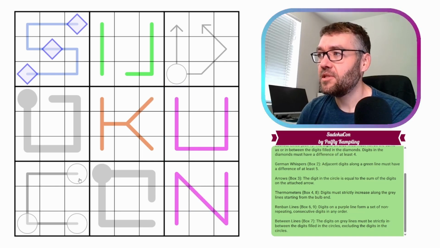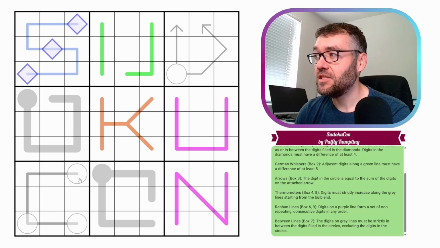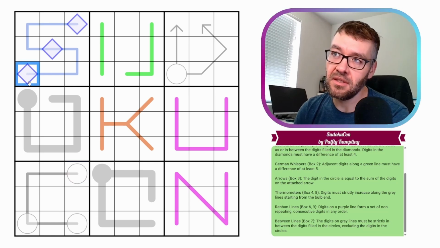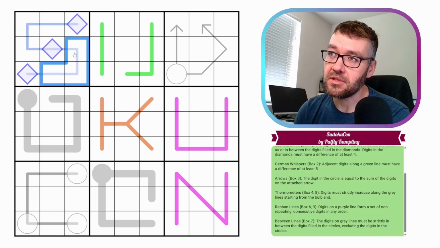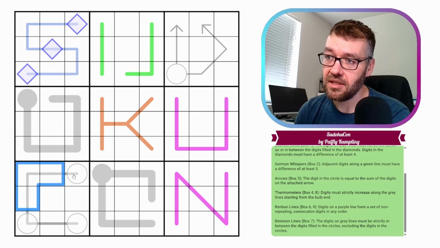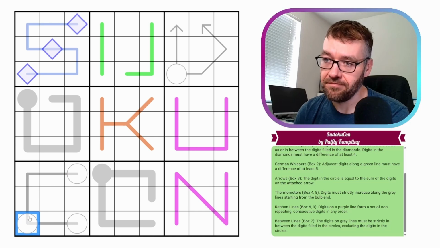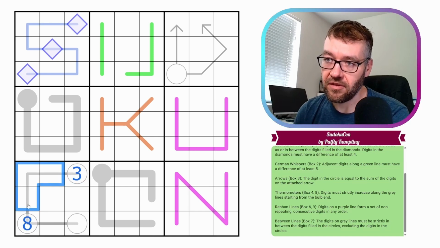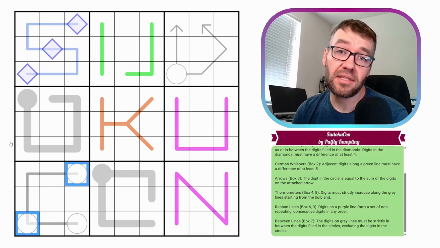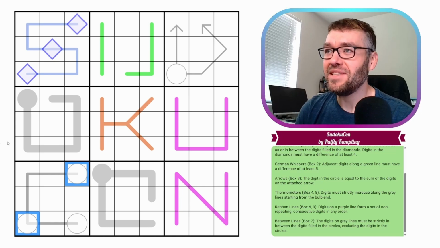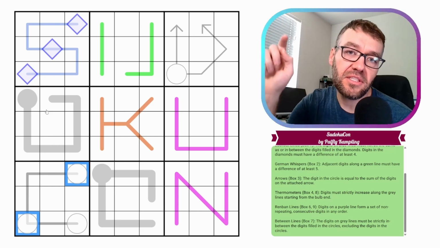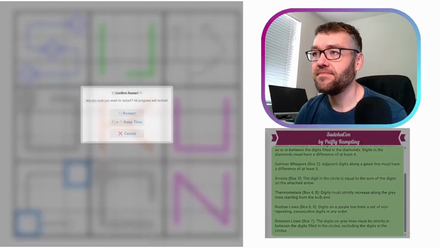And then finally down here in box 7, we have between lines. The digits on the gray line must be strictly in between the digits filled in the circles, excluding the digits in the circles. So this is kind of the opposite of this, where up here in the diamonds, you have to have numbers that are not in between those 2 numbers. And down here, these numbers on the line must be between the 2 numbers here and here. So if this was an 8 and 3, this would have to be like 4, 5, 7. But it couldn't be a 9 or a 1 or a 2 because those are not in between those 2 numbers. So that's all of the rules we have for this puzzle, which are quite a bit, but it should be interesting to see how they interact. There's a link to the puzzle in the description if you would like to try it, and let's get started.